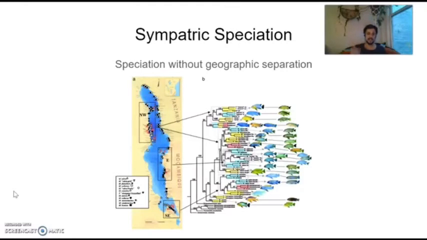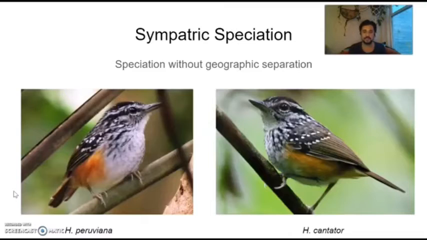And that seems to have happened a bunch in Lake Malawi. This example of sympatric speciation is really incredible because you can see all the different morphologies, the different colors, and there's just a ton of really beautiful fish there. So another example of sympatric speciation comes from the neotropics, the South American forests near the Amazon.